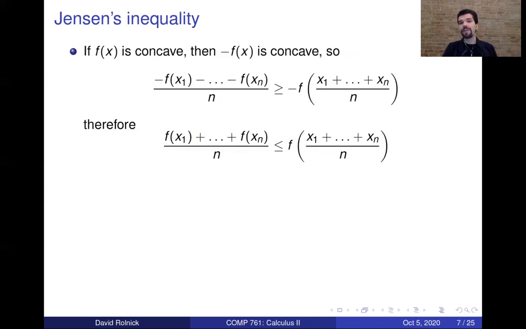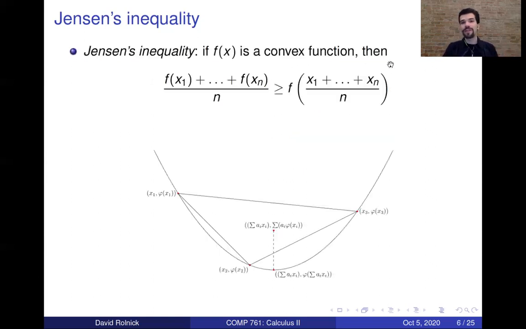This is another way you can see that not all functions are either convex or concave. For convex functions, this thing is always greater than or equal to this thing. For concave functions, this thing is always less than or equal to this thing.